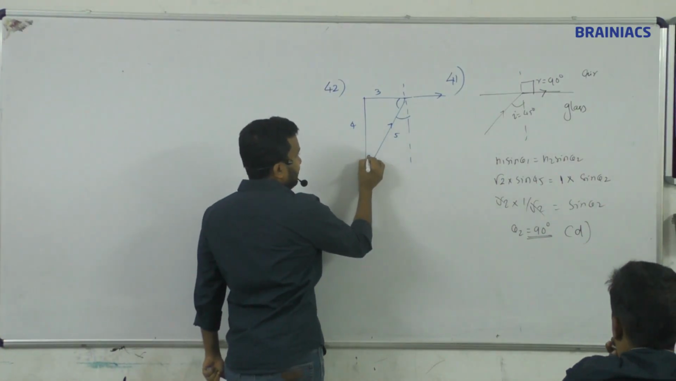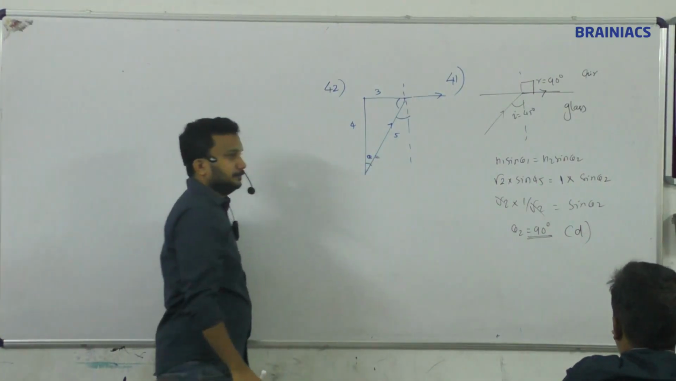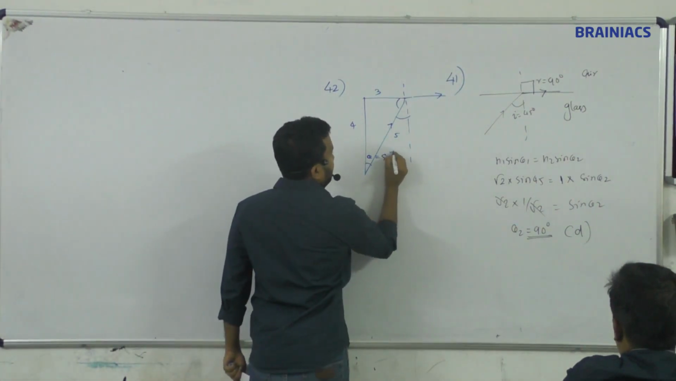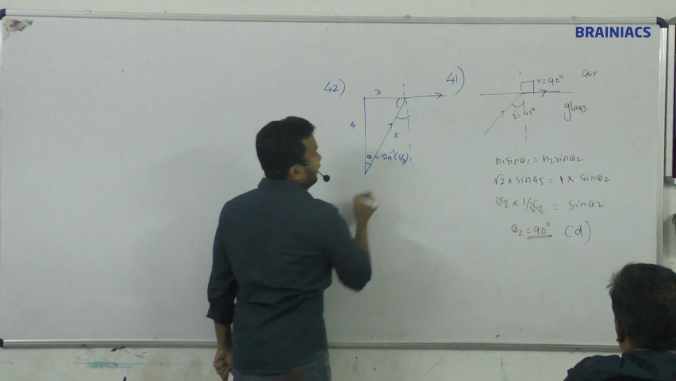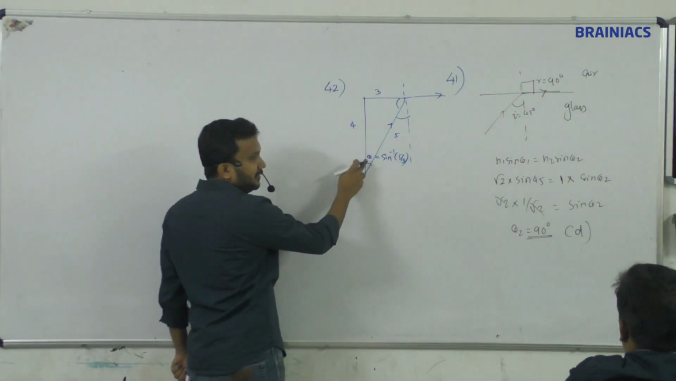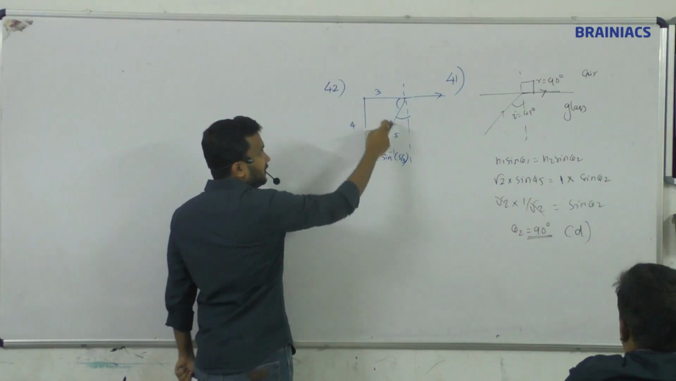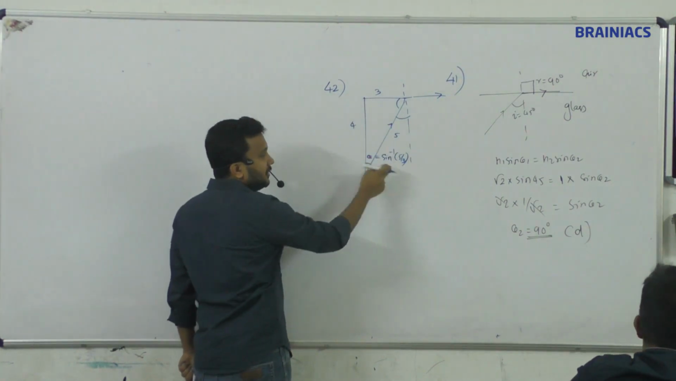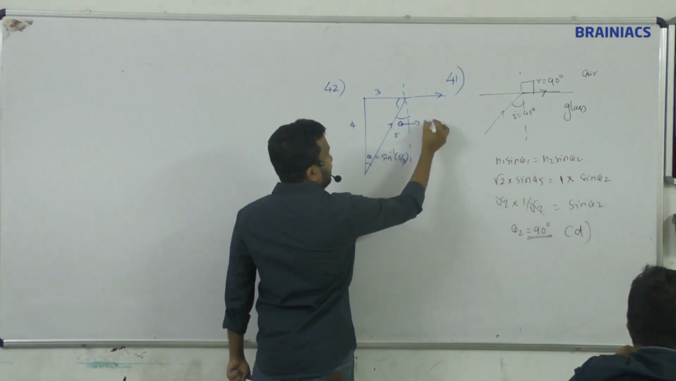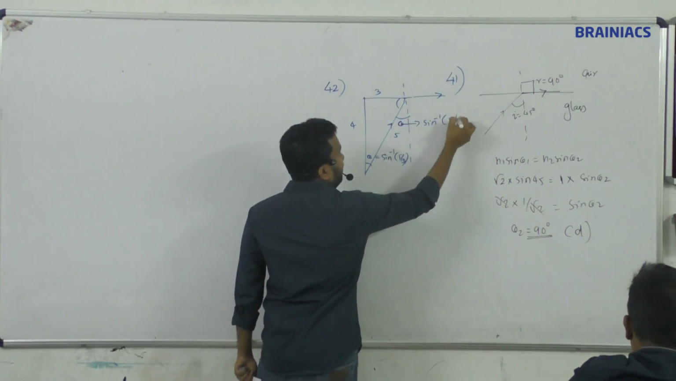What is this theta, how much degree will come? Sine inverse of 5 by 3. Correct? This angle, because if you are taking, sine theta is what? Opposite side by hypotenuse, 3 by 5. So theta equal to sine inverse 5 by 3. So this angle is also equal to what? Sine inverse of 5 by 3.